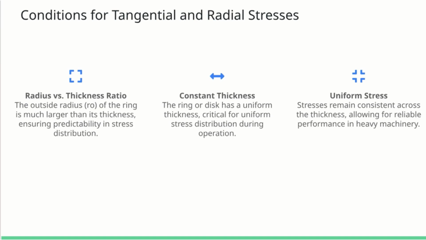So, the conditions for tangential and radial stress: radius versus thickness ratio. The outside radius Ro of the ring is much larger than its thickness, ensuring predictability in stress distribution. So we assume the outside radius is larger than the thickness. The ring has a uniform thickness, critical for uniform stress distribution during operation. Stress remains consistent across the thickness, allowing for reliable performance in heavy machinery.